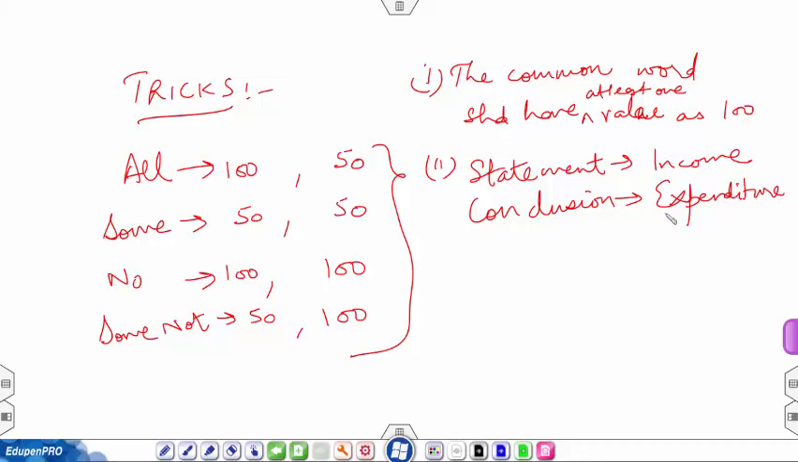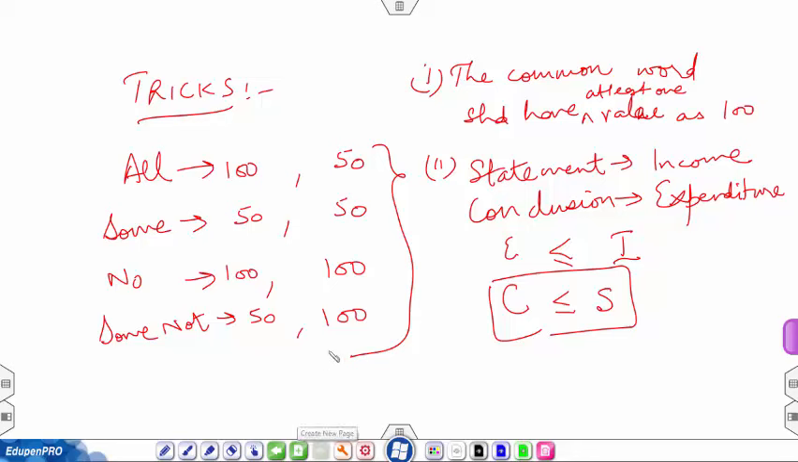Which is higher? Ideally, which should be higher? Income. So can I say my expenditure should always be less than income? It can be equal to that as well, right? So in simple terms, whatever value you have assigned, the conclusion should always be less than the statement. That's the most important point. Otherwise you cannot draw a conclusion. The value in the conclusion should be less than or equal to the statement. Is that okay? Then I can draw a conclusion.